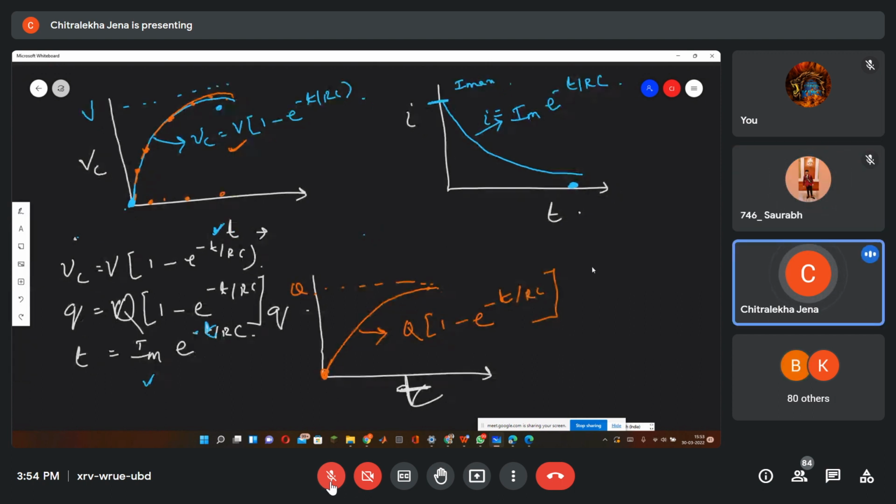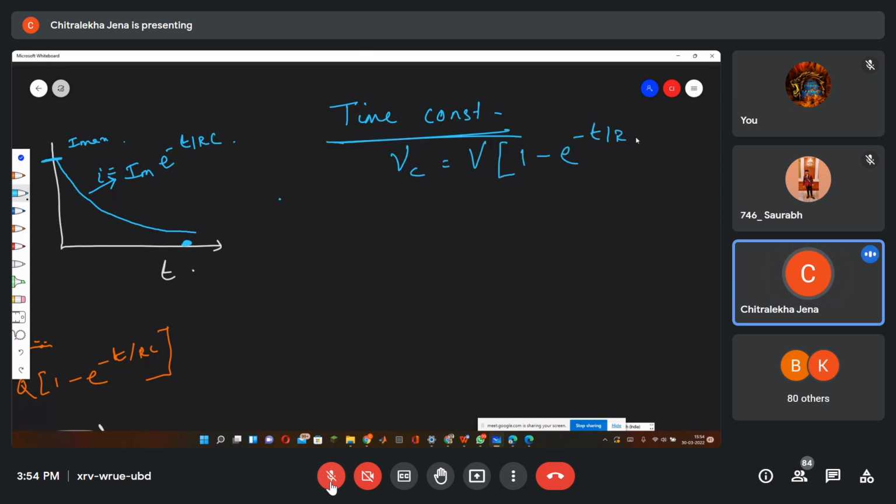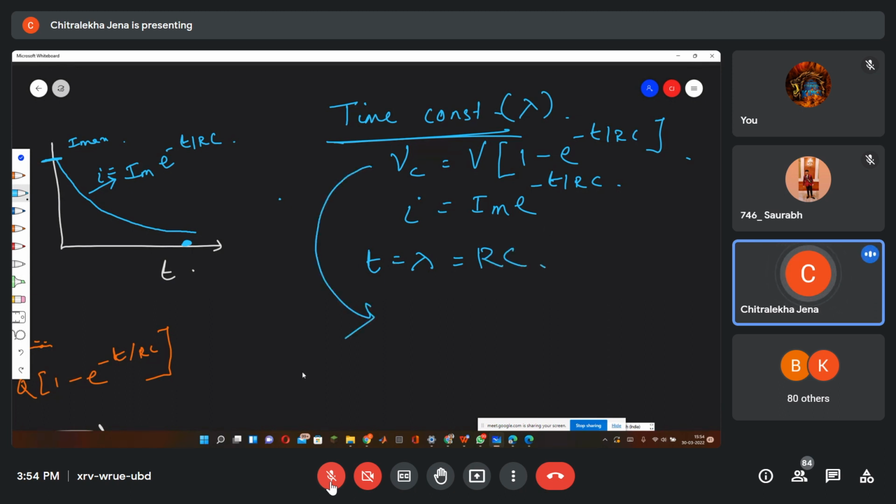Here I will tell you one term that we call the time constant. What do you mean by time constant? What is my voltage across the capacitor? VC equals capital V into 1 minus e to the power minus t by RC, and I equals Im e to the power minus t by RC. Now suppose I take t equal to lambda, equal to RC, and substitute in this equation. What will I get? VC equals capital V into 1 minus e to the power of minus 1.